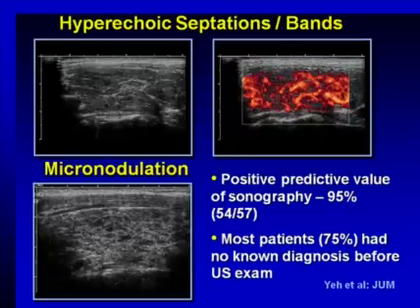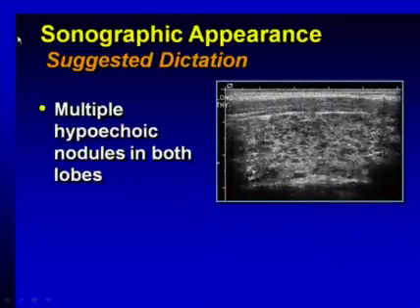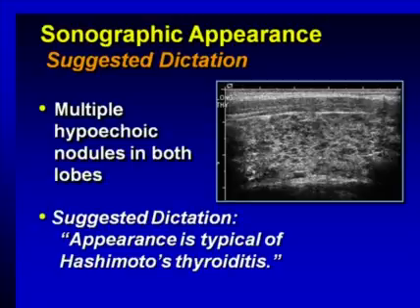This is a very important pattern to recognize sonographically because it has a positive predictive value of 95% for Hashimoto's, and also in one study it was interesting that 3/4 of the patients had no known diagnosis of this before the ultrasound exam, so important to recognize this appearance. So when there are multiple hypoechoic nodules in both lobes, we say that that appearance is typical of Hashimoto's thyroiditis.